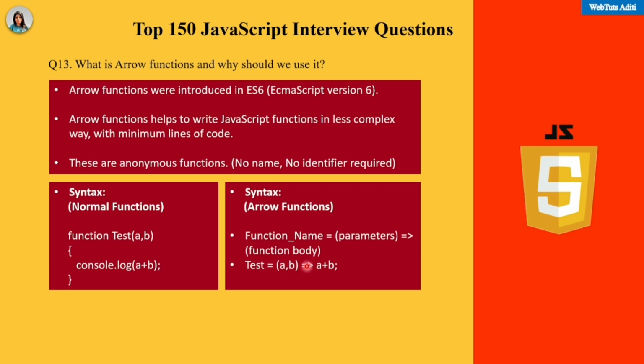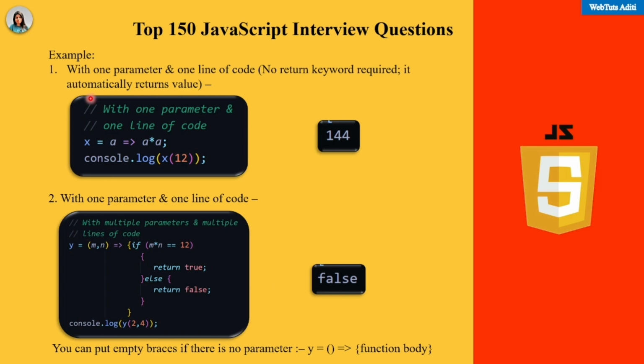The function is written in only one line, but in this case you can see it will take 2 to 3 lines of code to define the function. Okay, so now let's see an example. So here you can see the first example is with one parameter and only one line of code.